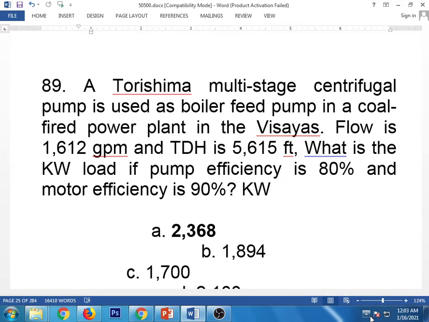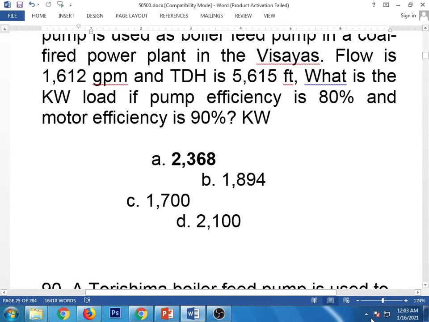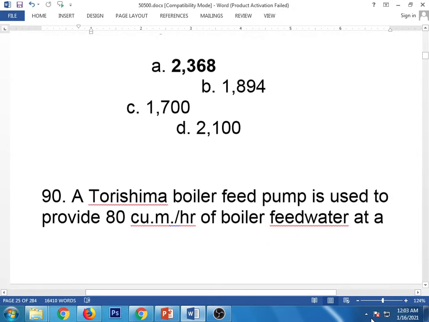A Torishima multi-stage centrifugal pump is used as boiler feed pump in a coal-fired power plant in the Visayas. Flow is 1,612 GPM and TDH is 5,615 feet. What is the kilowatt load if pump efficiency is 80% and motor efficiency is 90%, in kilowatt? Answer: 2,368.